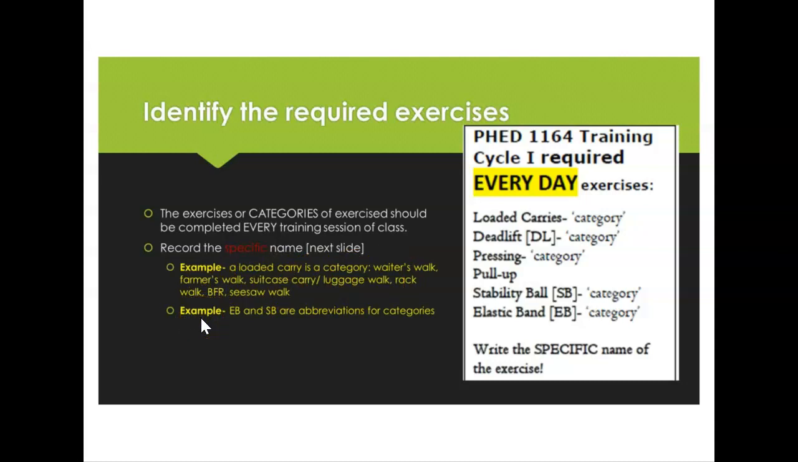An example, and I have this on the sheet: EB stands for elastic band and SB stands for stability ball. So we have a loaded carry, some sort of deadlift, which I'm going to assess, some sort of pressing or push, some sort of pull-up, you'll find out more about that, a stability ball, and an elastic band. Now if you count this, that's 1, 2, 3, 4, 5, 6 required exercises every day once we get to that point. That means at some point you're going to have to come up with 4 other exercises. They can fall into the same category or they can be totally unique. That is up to you. That is your decision.